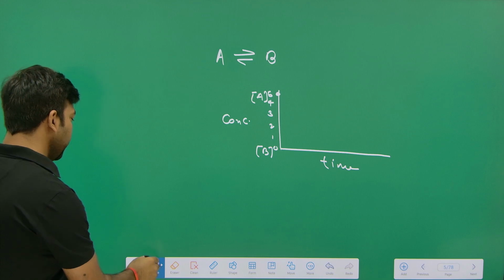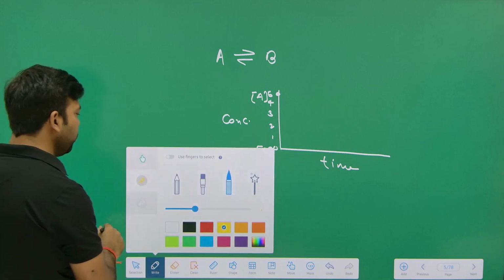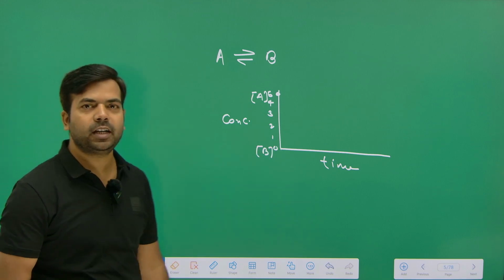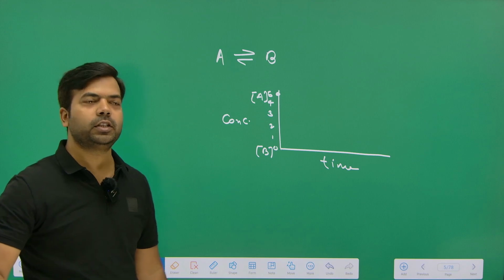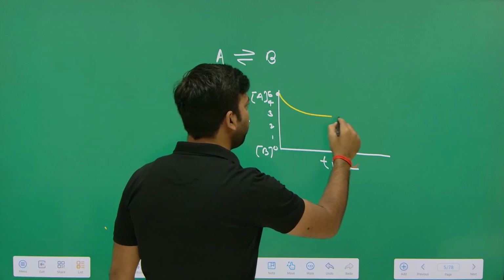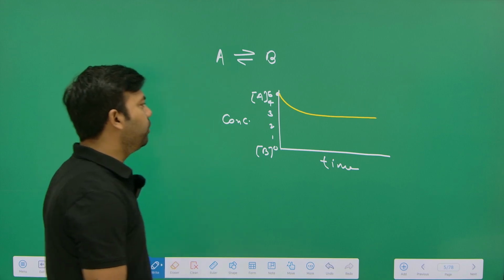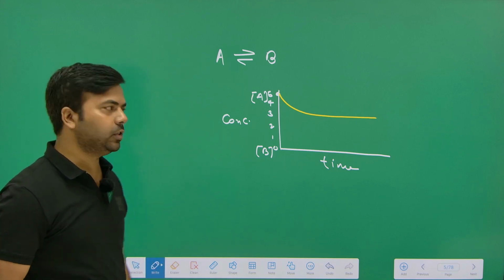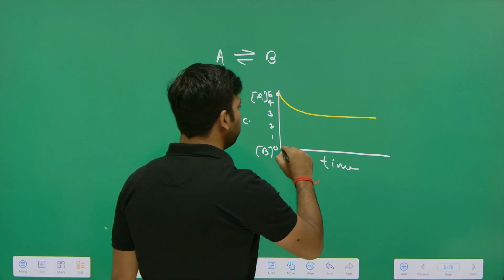So during the starting of the reaction, A is going to decrease. Why? Because A is reactant. So reactant always decreases with the time. So this is going to decrease like that, suppose. And B is a product which will increase during the passage of time. Suppose this is.